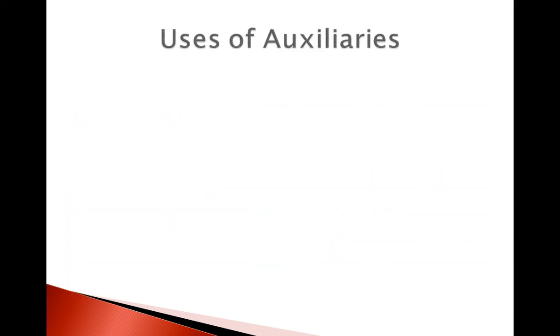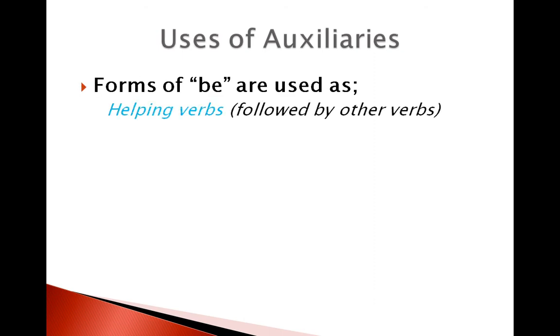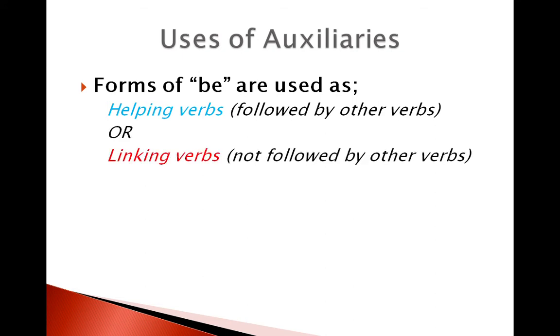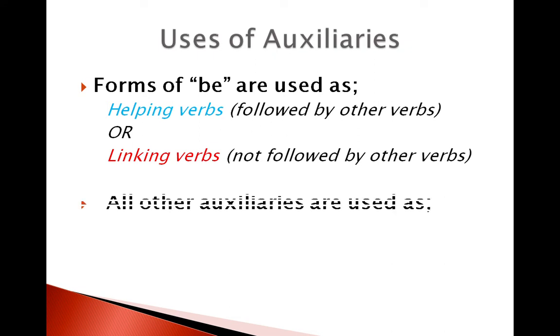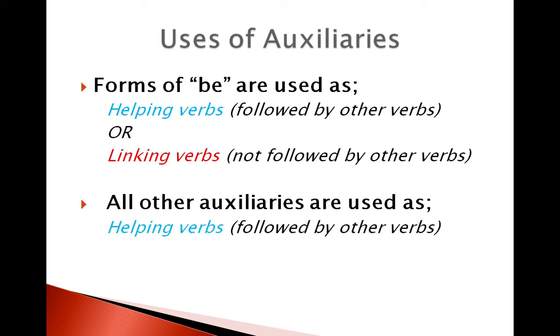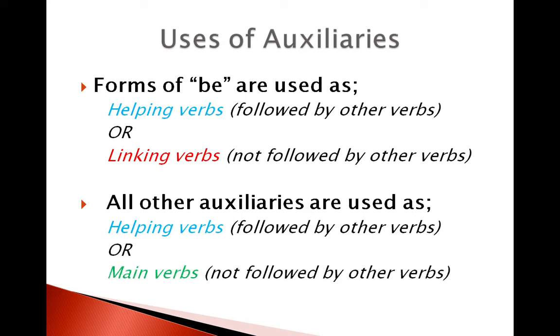Let's have a brief review of uses of auxiliaries. Forms of verb be are used as helping verbs when they are followed by other verbs, and when they are not followed by other verbs, we call them linking verbs. All other auxiliaries other than forms of verb be can be used as helping verbs when they are followed by other verbs, and when they are not followed by other verbs, we call them main verbs.